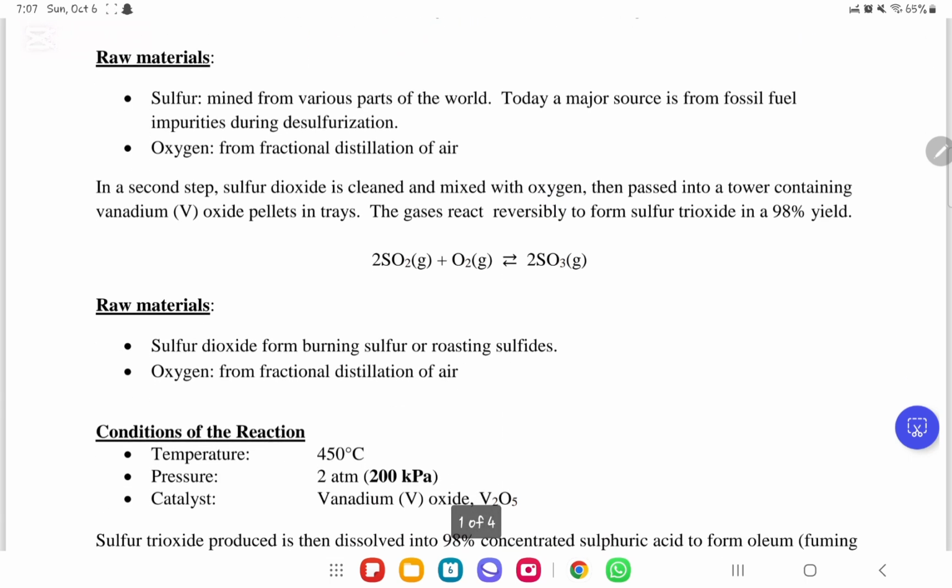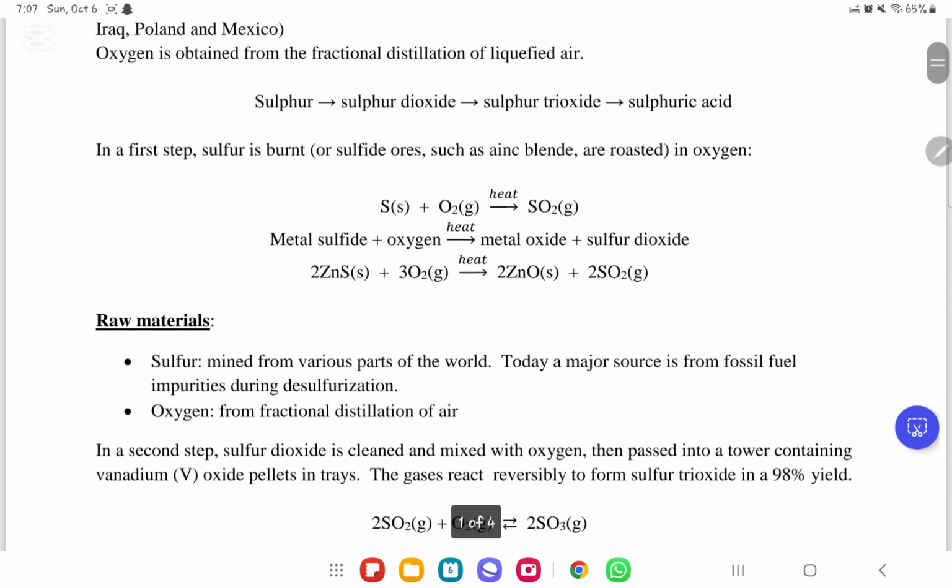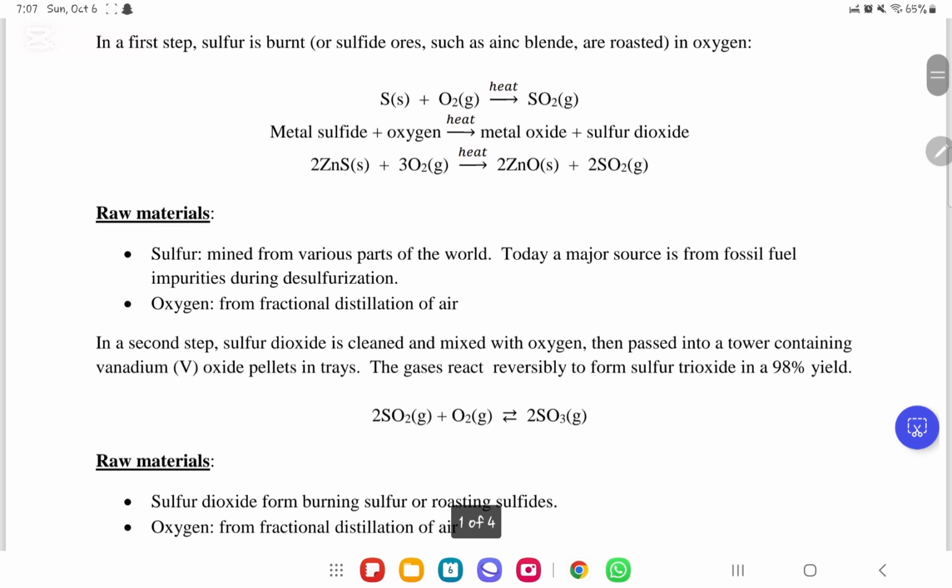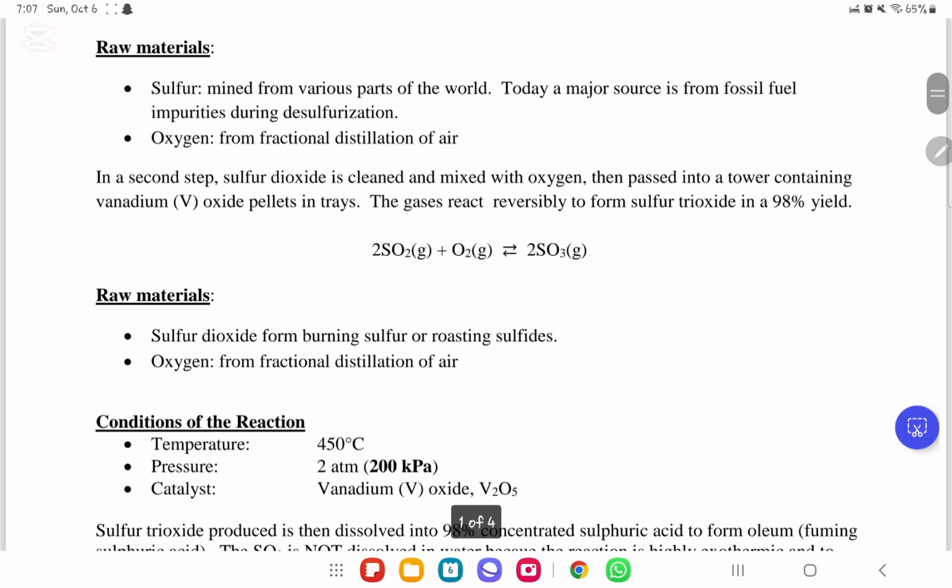Now, the raw materials. How do we get the sulfur and the oxygen to make the reaction? Sulfur is mined from various parts of the world. Like they said in the beginning, it was Iran, Iraq, Poland, and Mexico. Today a major source is from fossil fuel impurities during desulfurization. Alright, oxygen, we said, we get from fractional distillation of air, not just any air, liquid air.